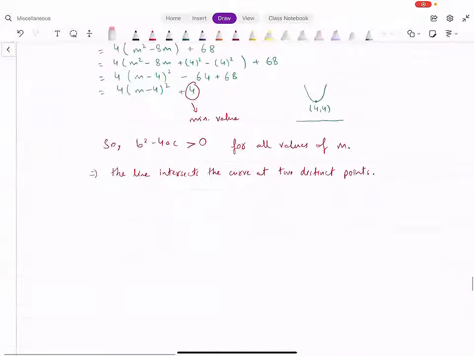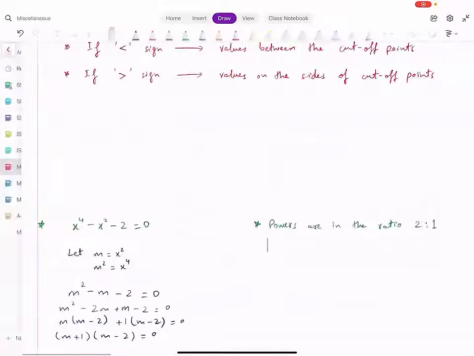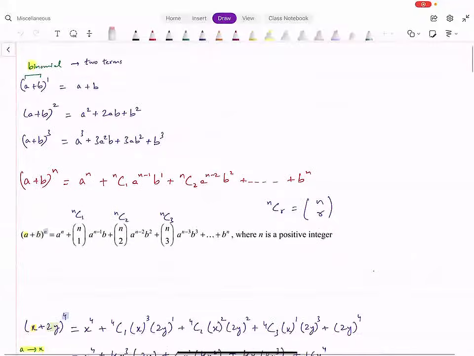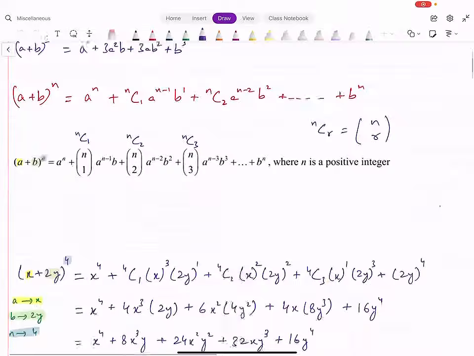Okay, ये आपको आना चाहिए. So that's about it in quadratics. When you have binomial expansion में you need to be able to expand expressions using the binomial formula, simple expansion.